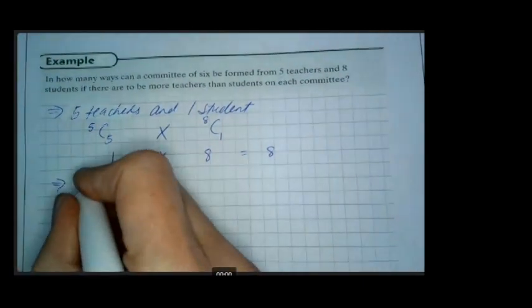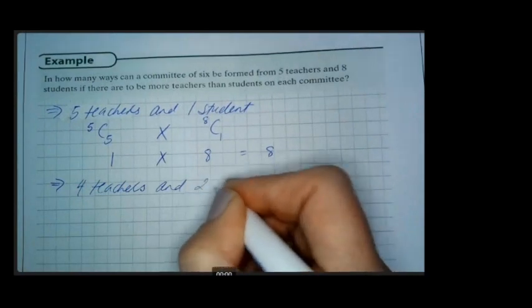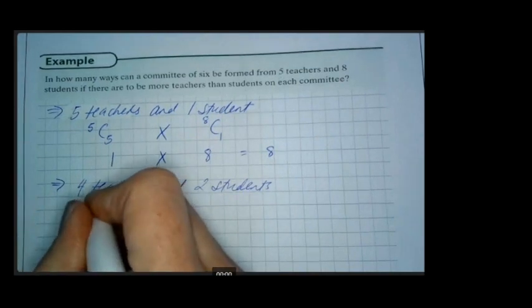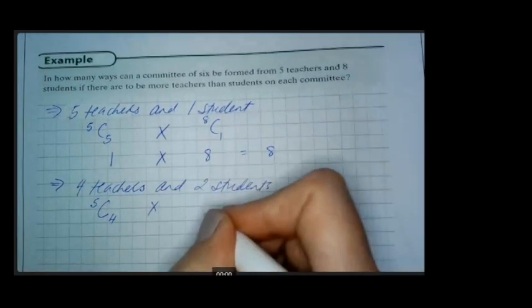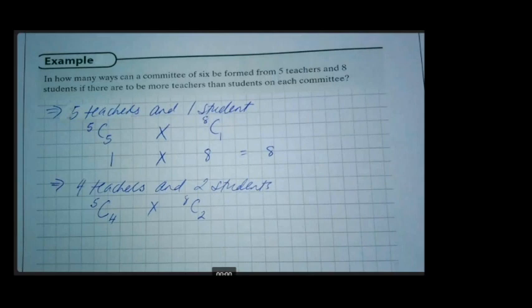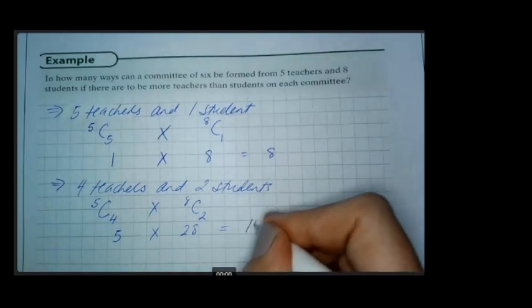Now, let's have a look at another scenario. Another scenario would be if I had 4 teachers and this time 2 students. Now, if I want to choose 4 teachers from the 5 teachers, that's 5C4, and I want to choose 2 students from the 8 students, that's going to be 8C2. So 5C4 works out to be 5, and 8C2 works out to be 28, and 5 times 28 is 140.